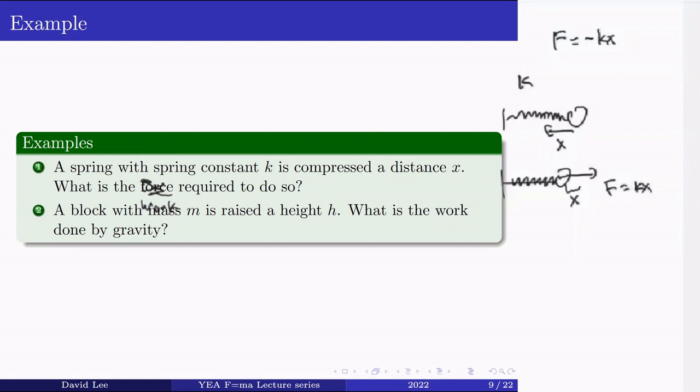That's kx. So what we have to do is apply kx of force to keep it in this position. So we're going to have to use the fancy integral formula and get that the work is the integral from 0 to x of kx dx. So this is 1/2 kx squared. So it's very nice. And you will see these later because these are basically just potential energies for these two forces.